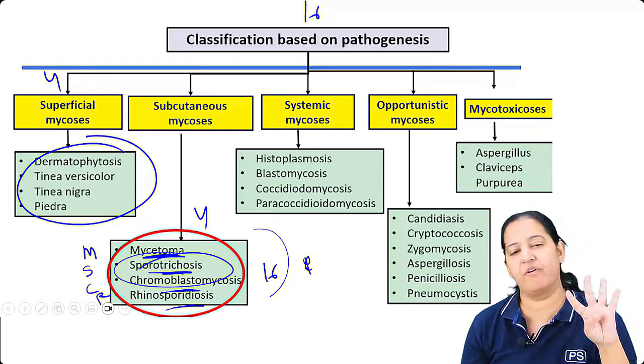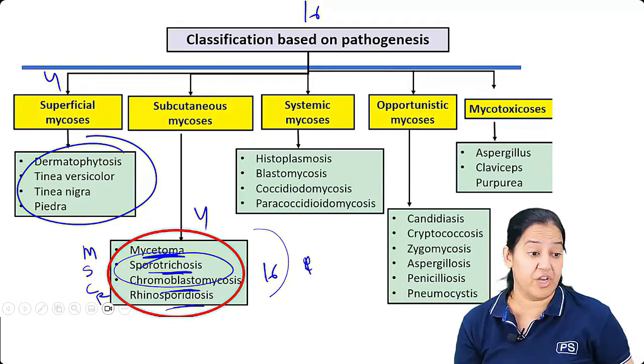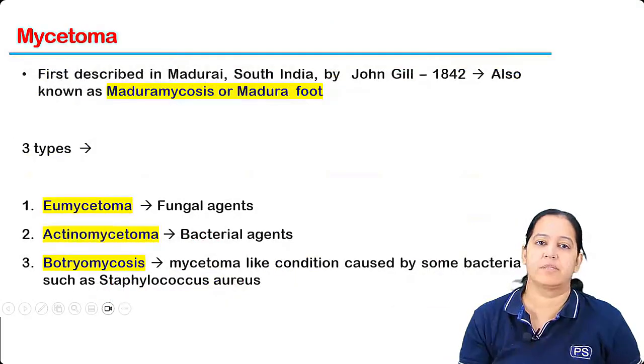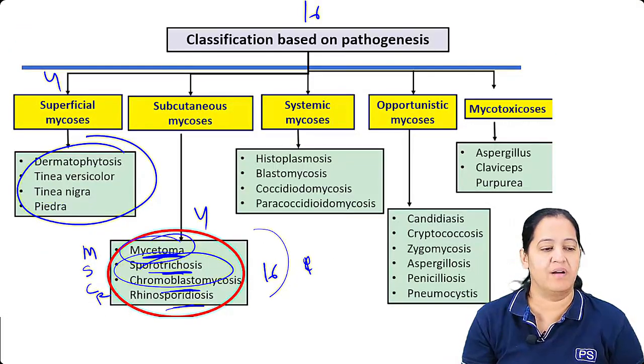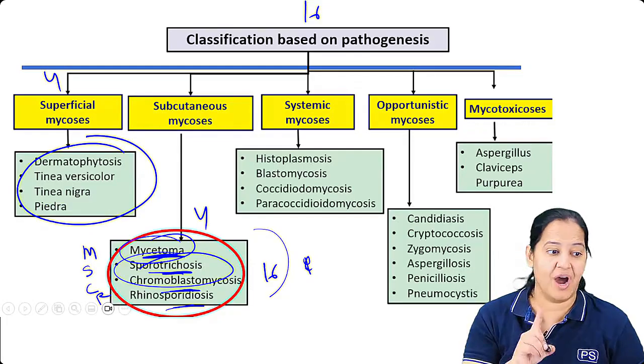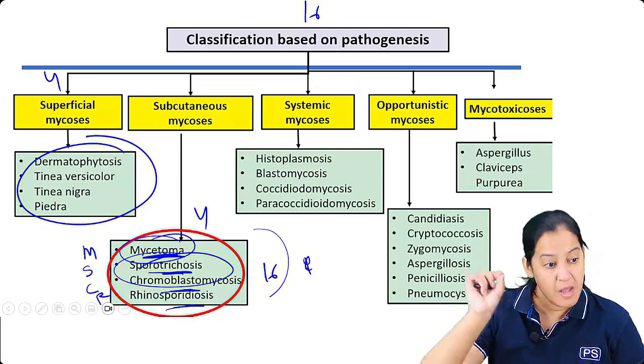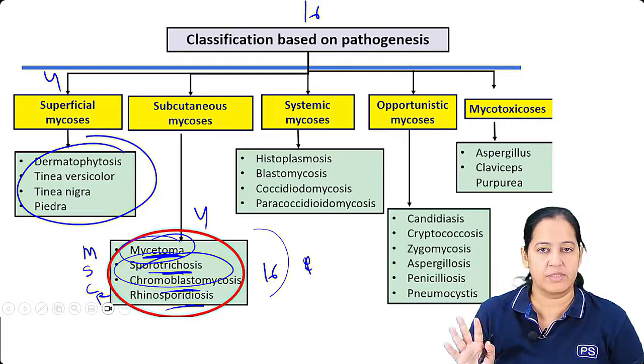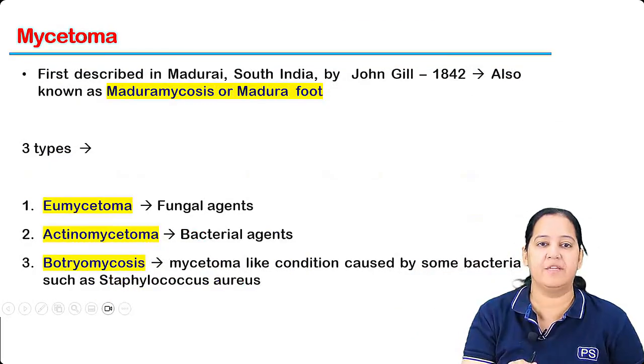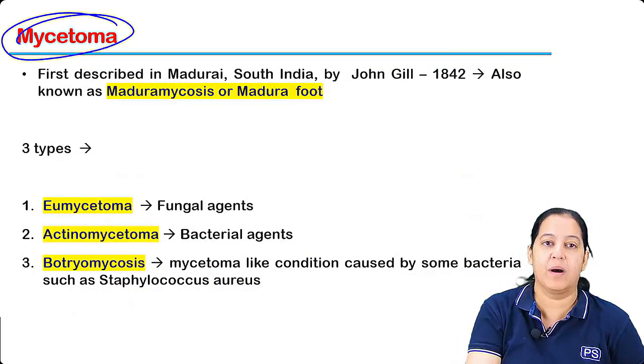The 4 fungus. They all are superficial. Not superficial. I'm sorry. Subcutaneous mycosis. So let's start with mycetoma. Follow your charts. Mark it. Whatever I'm teaching you here, mark in your chart or notes, so you will have a memory that you have to learn. Retention will happen. Mycetoma.